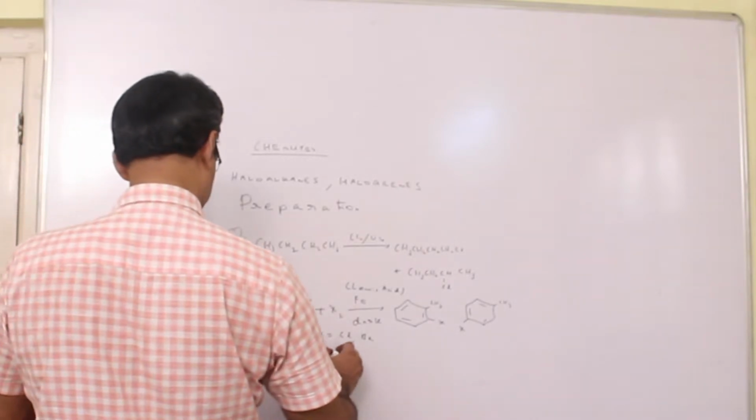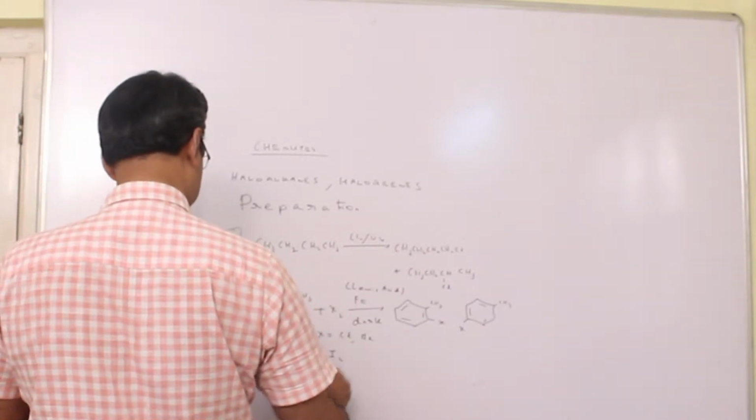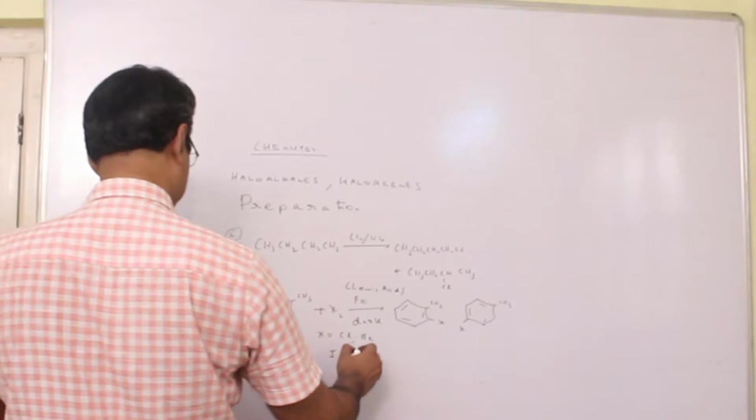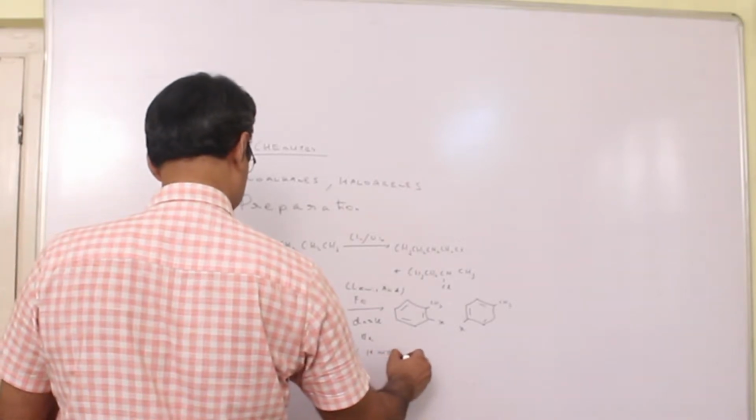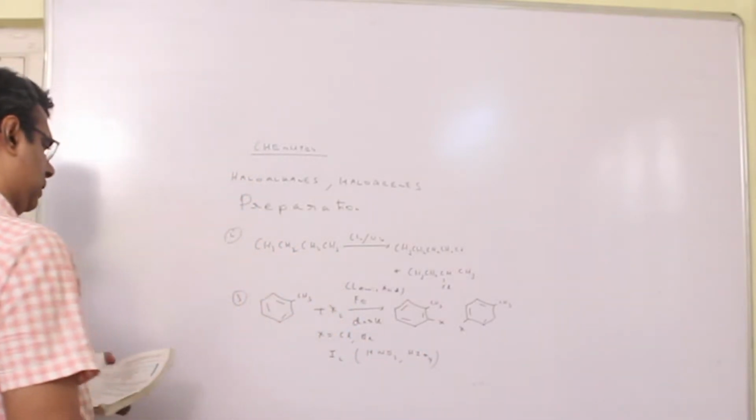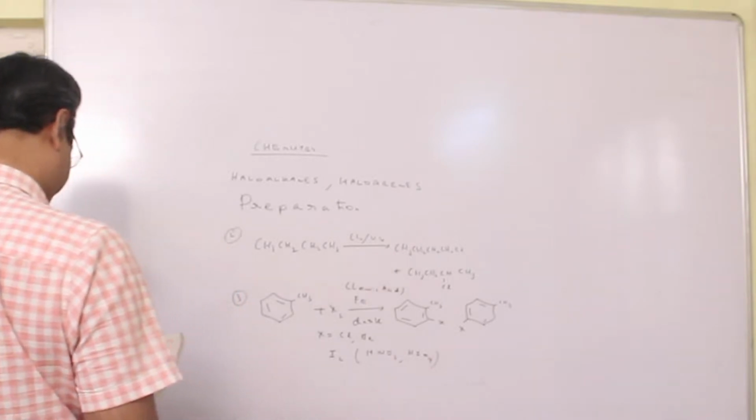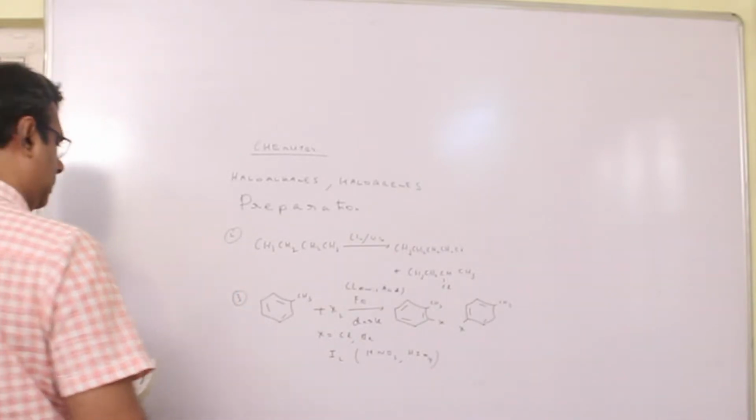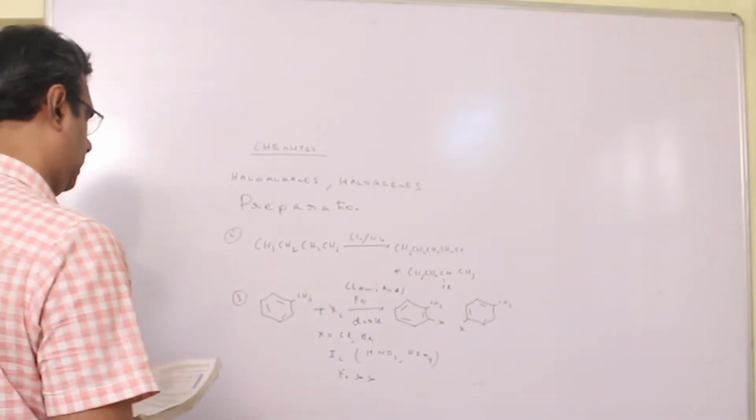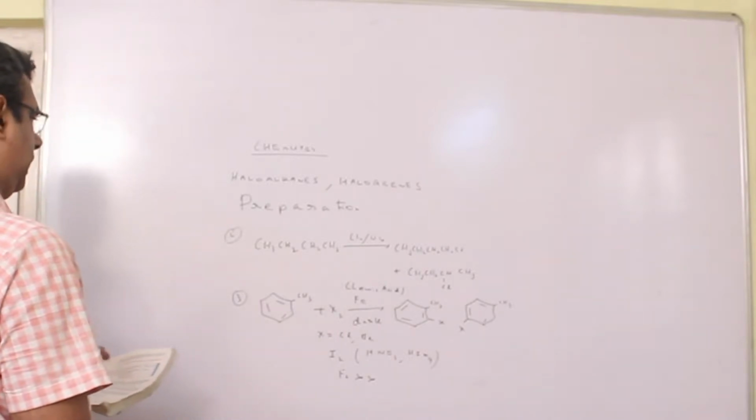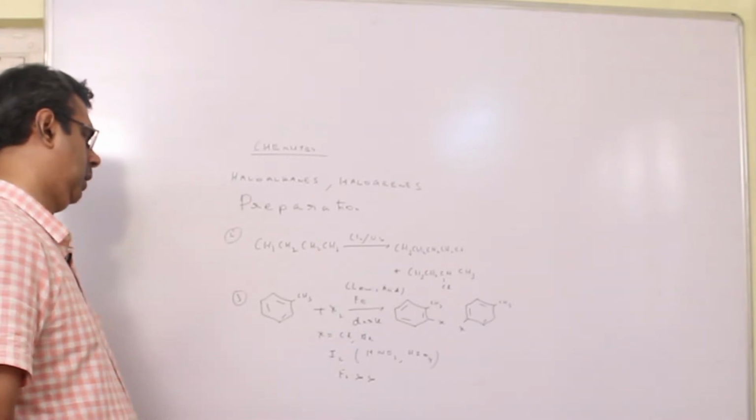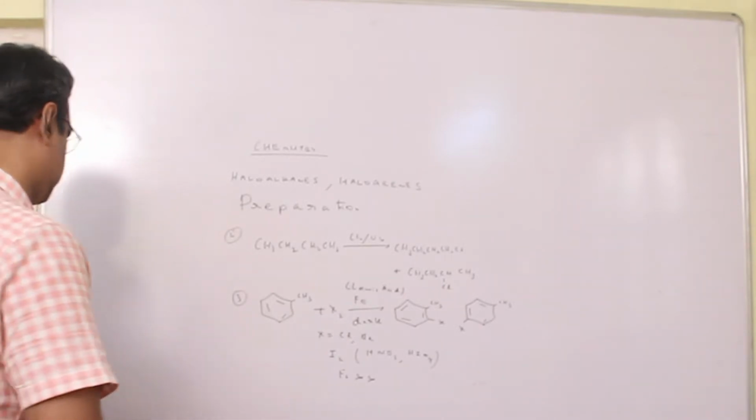Now this is suitable if you use the halogen as chlorine or bromine, but if it is iodine, then in the reaction mixture you must have a strong oxidizing agent such as HNO3 or HIO4, right? And this reaction is not suitable for use with fluorine because of the very high reactivity. So we do not use this reaction to get fluoroarenes.